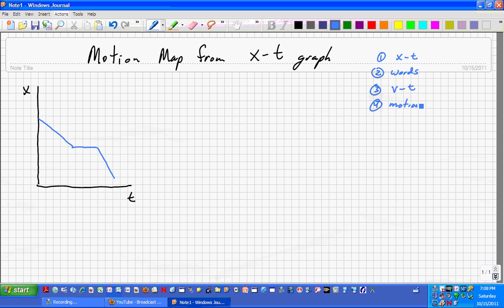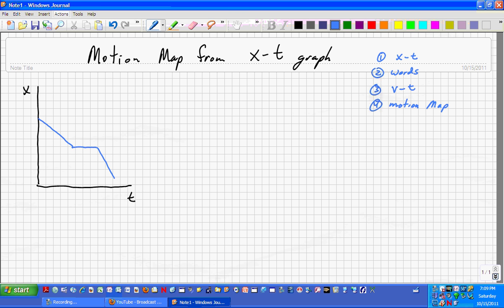What we want to be able to do at some point is to translate between each one of these. Go from a motion map to a velocity time graph to words, words to a position time graph. So we're kind of working up to being able to translate between all of these. So what we want to do is take this position time graph and convert that to a motion map.